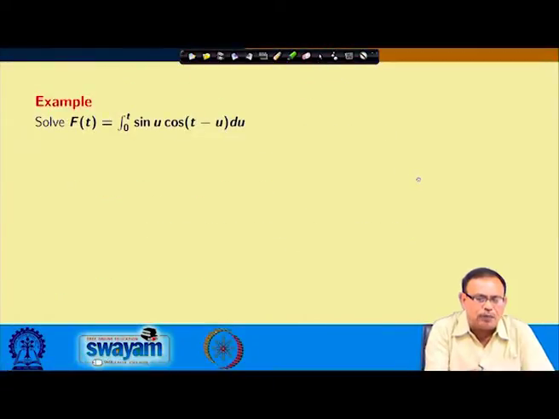First, take this form. I want to solve an equation like this: f(t) equals the integral from 0 to t of sin u cos of (t minus u) du. I have to find the value of the function f(t). So f(t), which I have to find, is the integral from 0 to t of sin u times cos of (t minus u) du, and this is nothing but the definition of convolution.